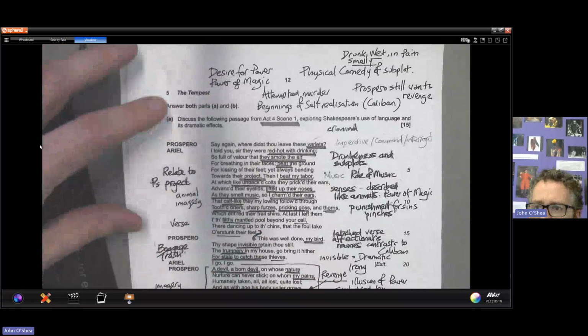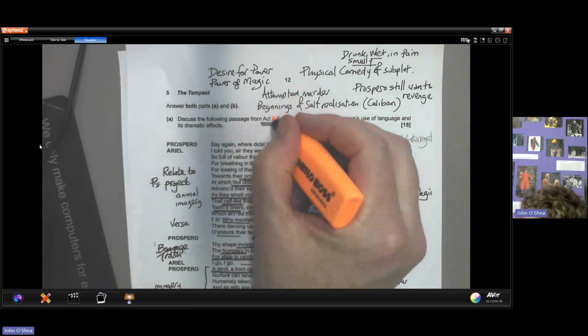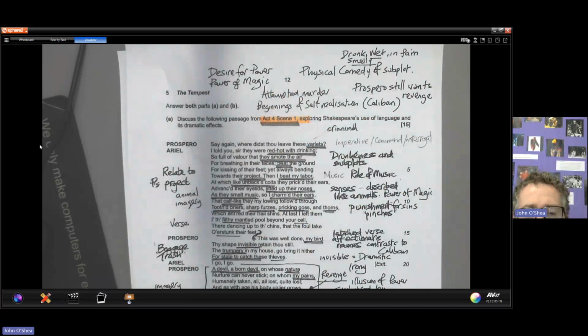Okay, right. This is a teacher talk through of the February Upper Six literature mock on the Tempest extract question. The first thing I do is look at contextually where this comes in the play. This comes in Act 4, Scene 1.